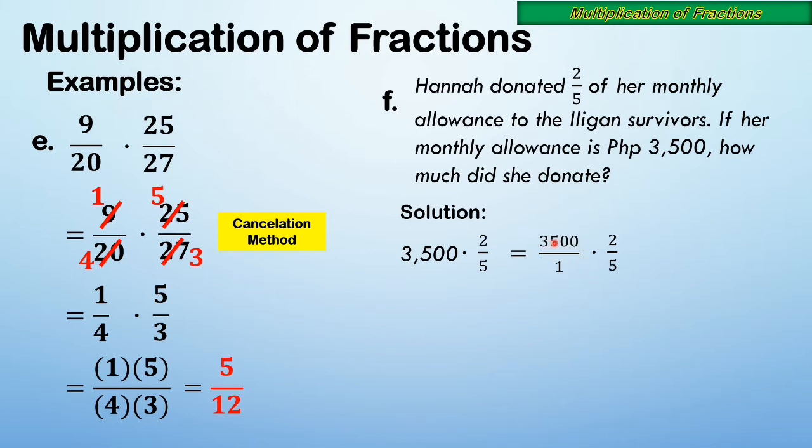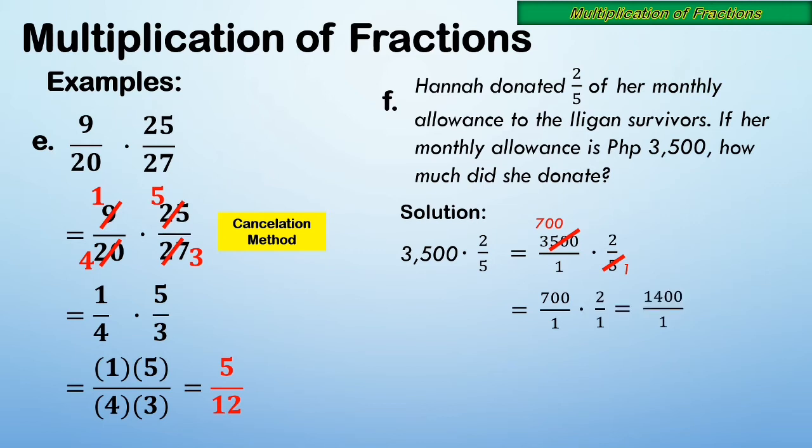Observe, ang 3,500 at saka 5, meron silang greatest common factor. Ano yung greatest common factor nila? The greatest common factor is 5, therefore 3,500 divided by 5 is 700. Then 5 divided by 5, which is 1. Because of that, meron na tayong bagong factors: 700 over 1 times 2 over 1.